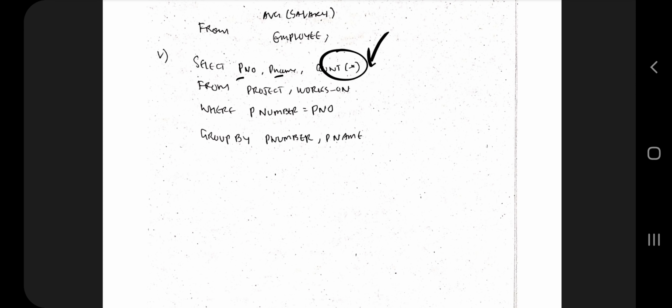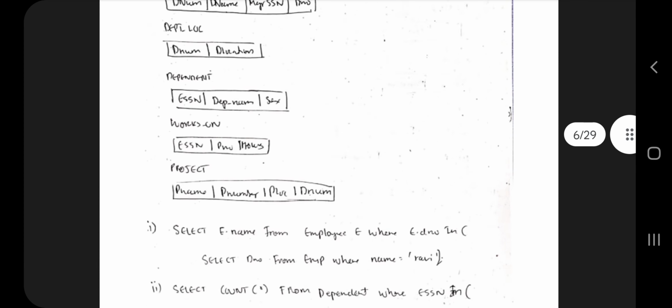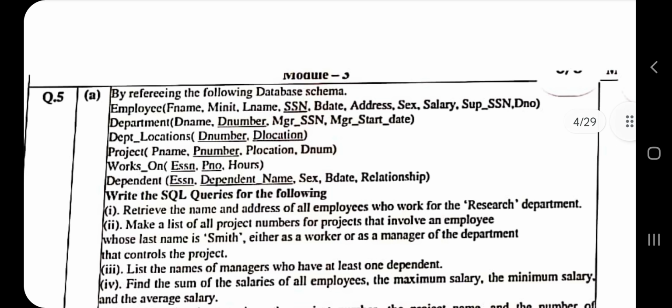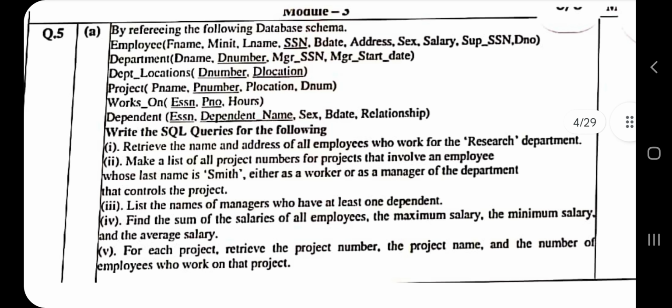Count star is for the number of employees from project and works on, where P number is equal to P number and group by P number and P name. Okay, so which two tables are we connecting? These two, works on and project, where P number is equal to P number, then group by P name and P number, because what we need is the persons working on which project.